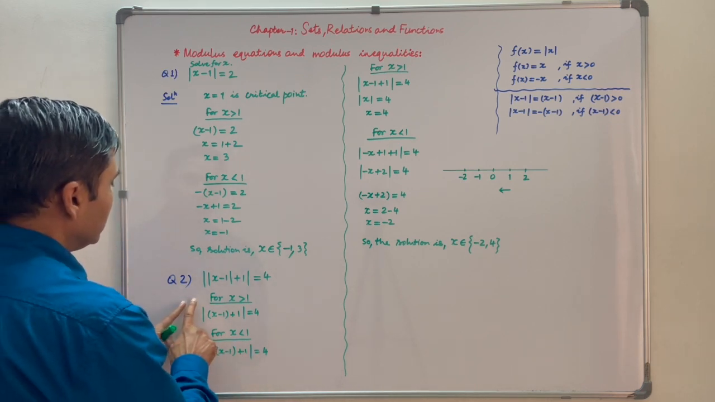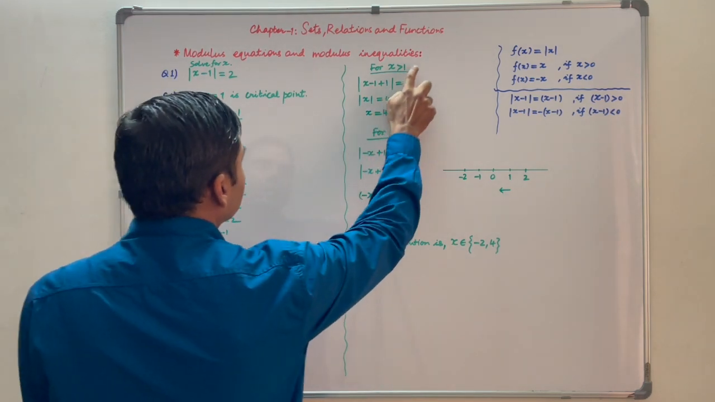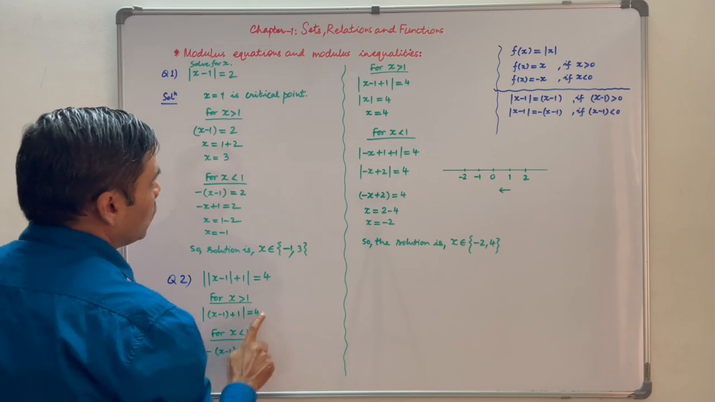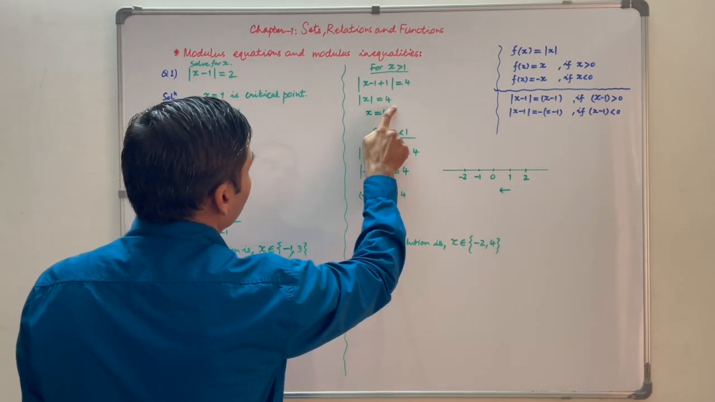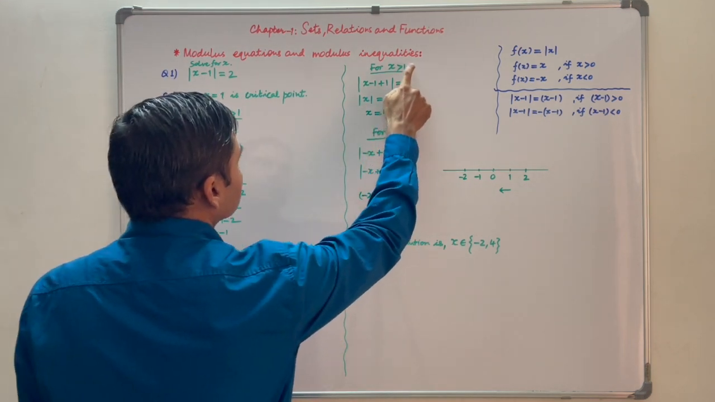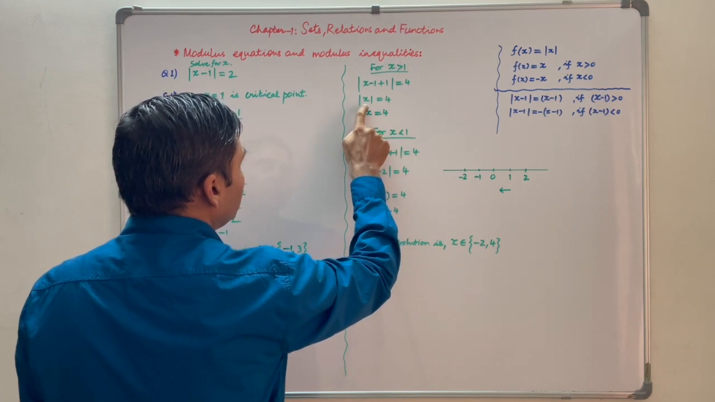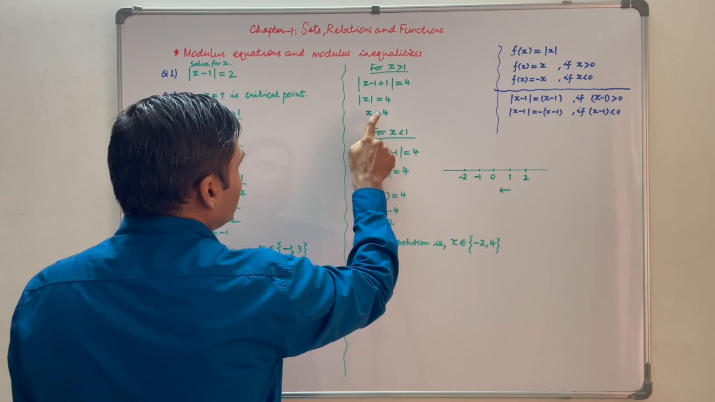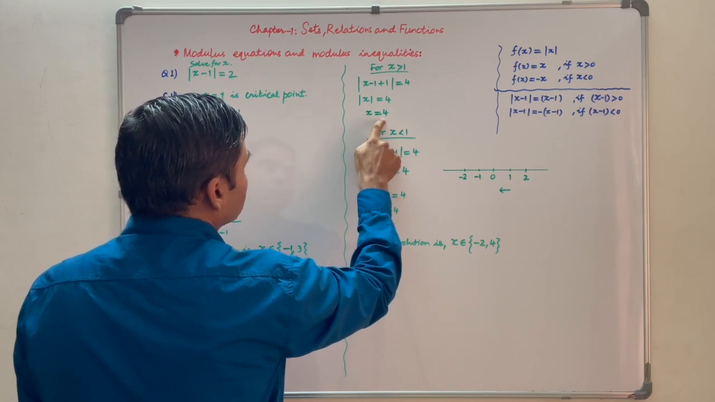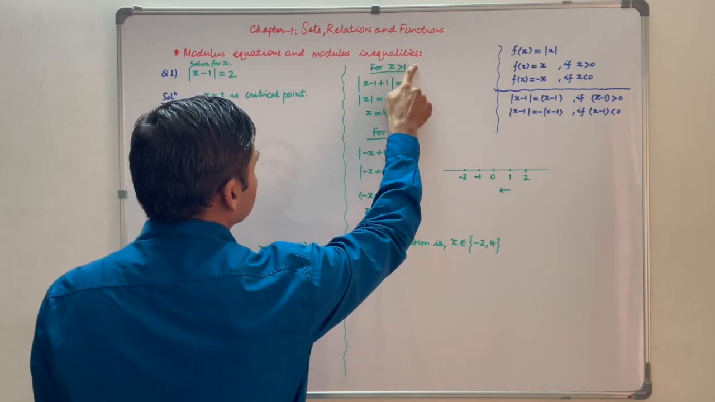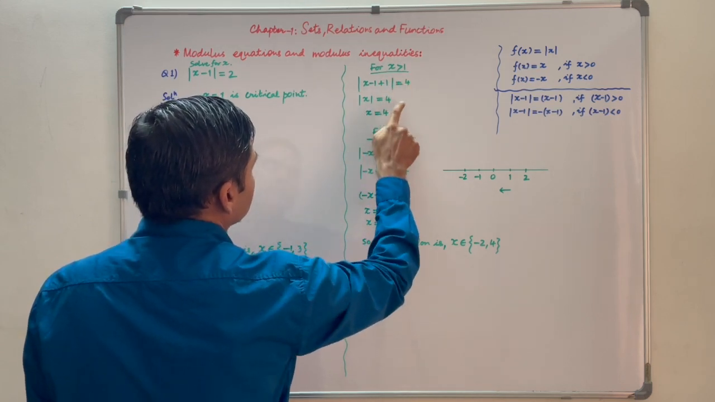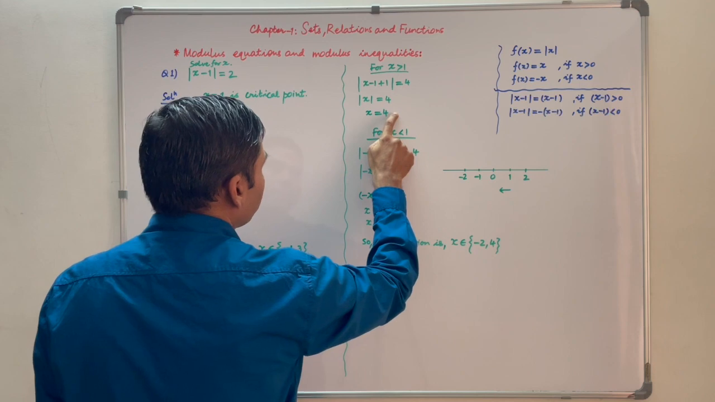Now consider this case first. For x greater than 1, mod of (x minus 1 plus 1) is equal to 4. So mod x equal to 4. For x greater than 1, mod x will always be equal to x. So x is equal to 4. Now check whether x is equal to 4 is a solution or not against this condition. So x is equal to 4, whether x is greater than 1? Yes. So this is one solution.